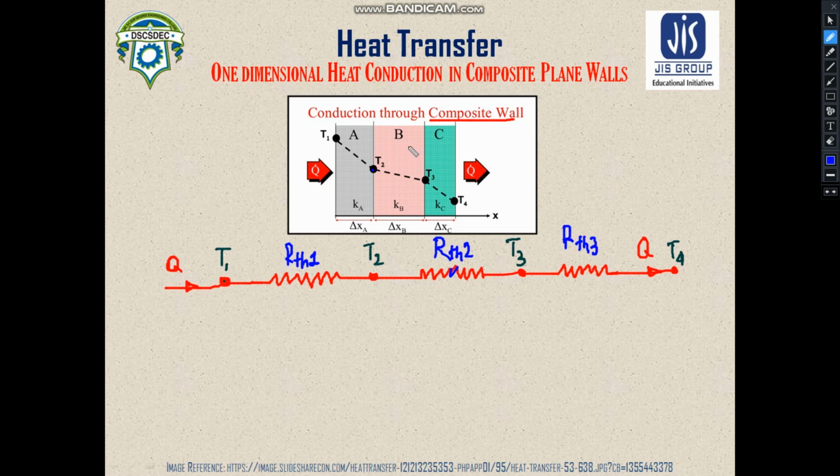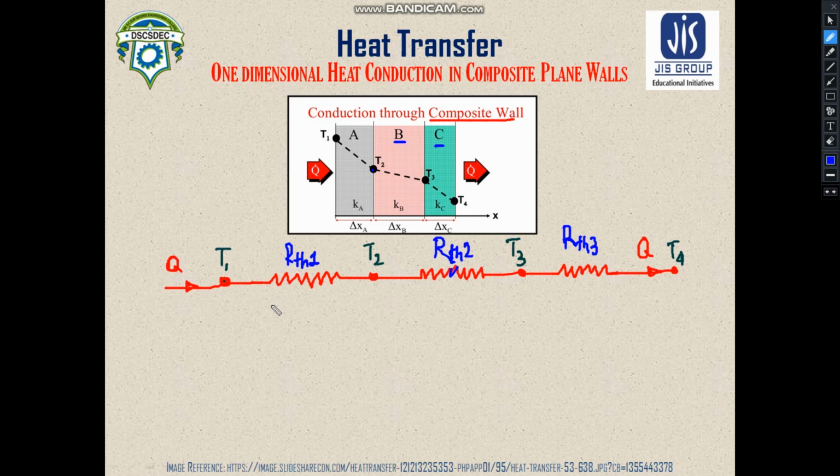Again, for the wall B, heat will be resisted, and the temperatures at which the boundaries of this wall are maintained are T2 and T3. And for the last one, for wall number 3 or wall C, you can see this RTH2 is the thermal resistance for wall B, and this RTH3 is the thermal resistance for wall C. Now you can see these are the thicknesses of the three different walls.